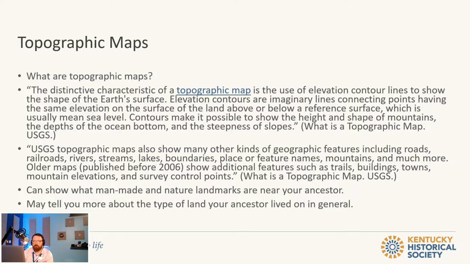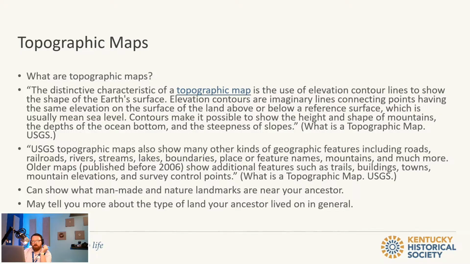Okay, and then let's see, topographic maps. So what are those? Well, the distinctive characteristic of a topographic map is the use of elevation contour lines to show the shape of the Earth's surface. Elevation contours are imaginary lines connecting points having the same elevation on the surface of the land above or below a reference surface, which is usually mean sea level. Contours make it possible to show the height and shape of mountains, the depths of the ocean bottom, and the steepness of slopes.